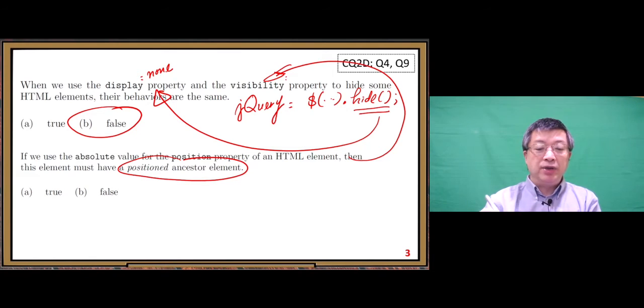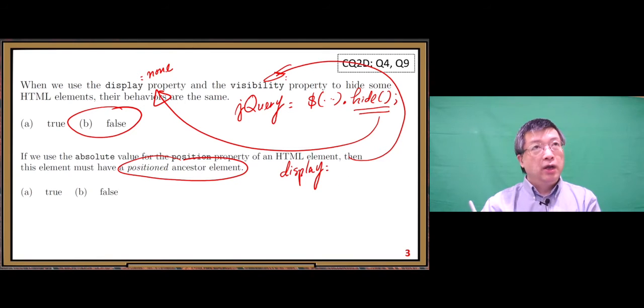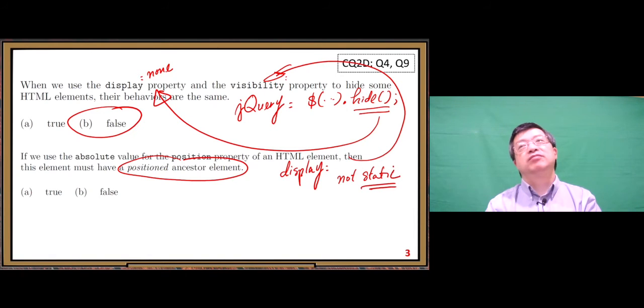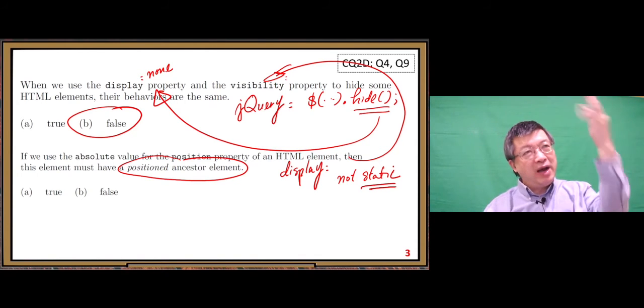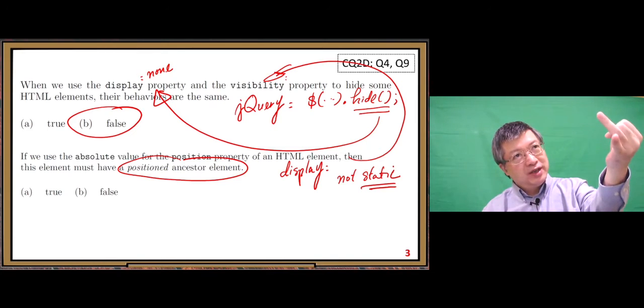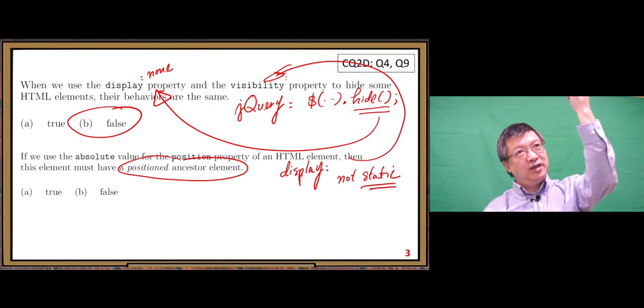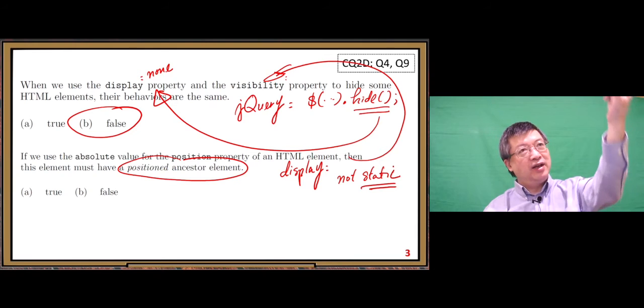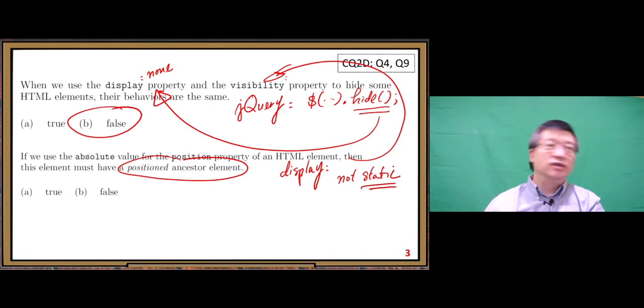The position property has a value that is not static. If it is static, we cannot say it's positioned. So it could be absolute, relative, fixed, or sticky, whatever, except static.